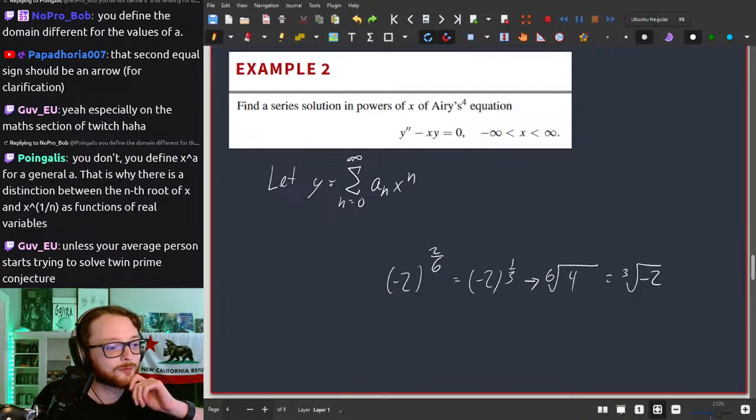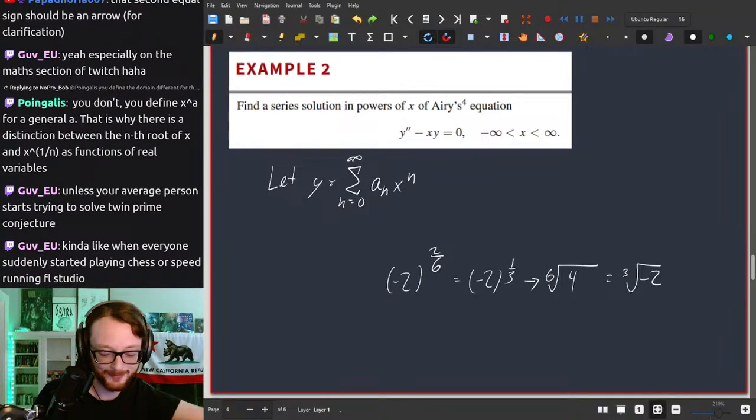So if she starts trying to solve the twin prime conjecture. No, I mean the thing that I'd love to do is just help people out with their homework. I'd love to just answer people's calculus problems all day or something like that.